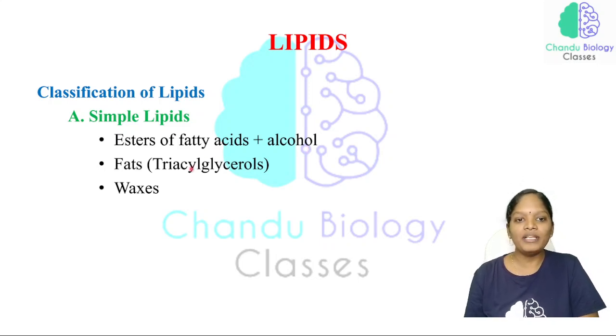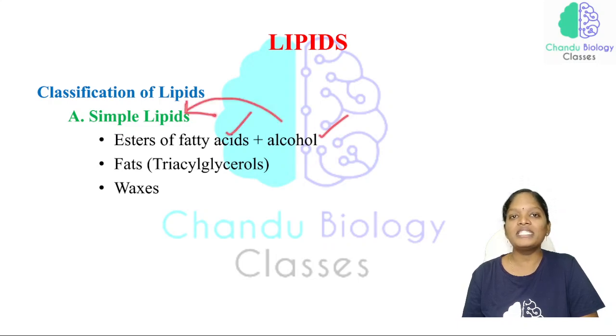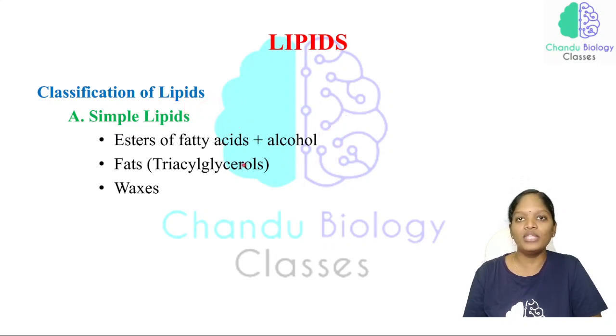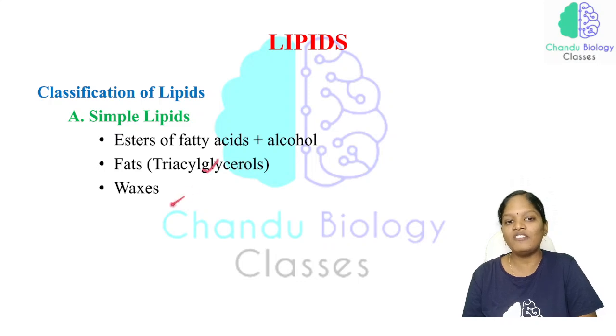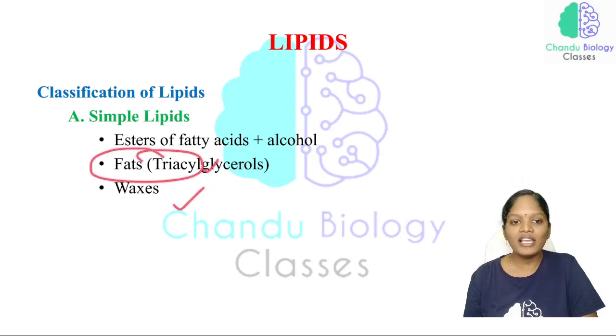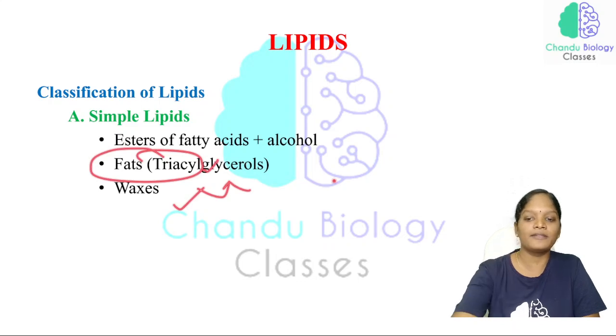Say, for example, triacylglycerols, which is nothing but a fat, and wax. Those are the lipids which are the fusion of fatty acid and alcohol. This alcohol is nothing but glycerol. So glycerol and fatty acids, we are calling them a simple lipid. The two examples coming under the simple lipid will be the fats and the waxes. Fats are again nothing but triacylglycerols.